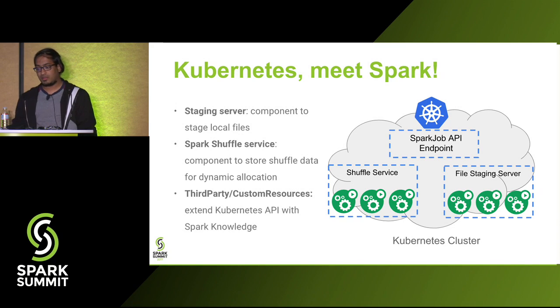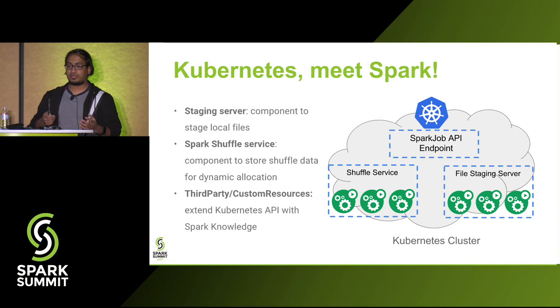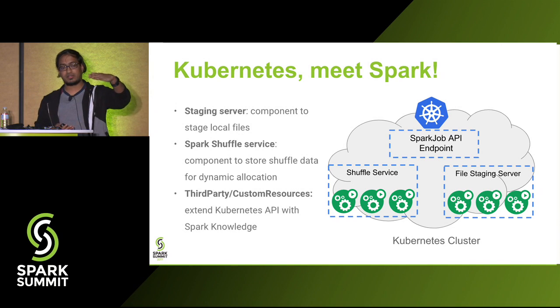Third-party resources, which are now going to be called custom resources in the next version of Kubernetes. This is a feature that exists in Kubernetes. It's part of the API, where you can add application-specific knowledge to Kubernetes itself so that you can visualize it in dashboards, in the console, and so on. So you can have your Spark job specifics, like the number of executors, how much progress you've made, and so on, be visible to Kubernetes as part of the API.